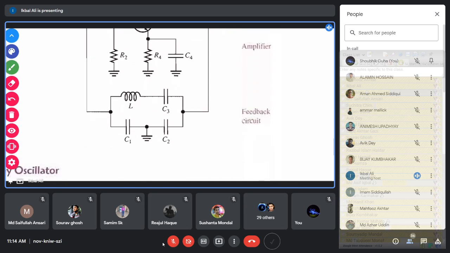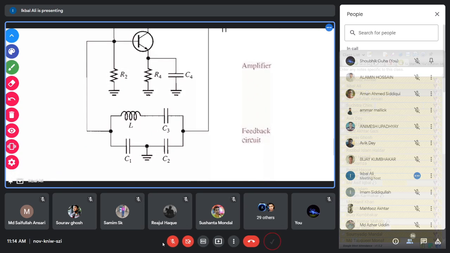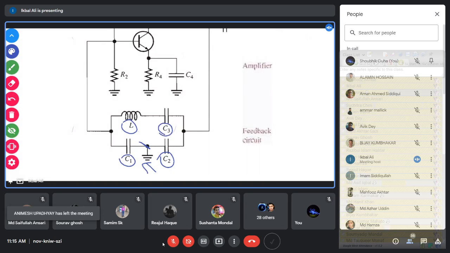So you have to see the tank circuit. This is the tank circuit. You have the same C1 and C2 capacitors here, and the junction of the two capacitors is connected to the ground. So this is your ground point. And this is the inductor here. Now you have connected an extra capacitance in series with the inductance. So this C3 is the extra capacitance you have connected here.